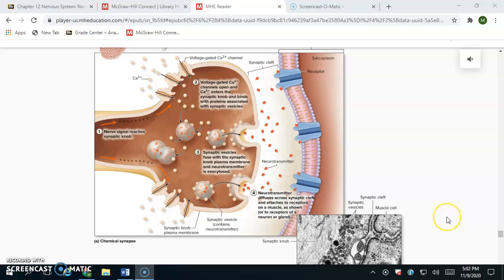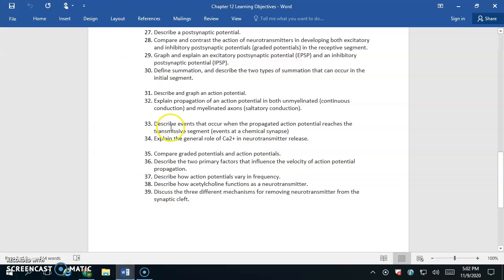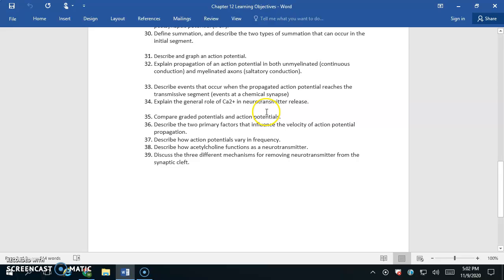All right, AMP1 students, in this video we're going to finish up talking about the last few learning objectives for Chapter 12. So I'm going to click to our learning objectives. In the last videos we talked about neurophysiology. We ended talking about action potentials and how they're propagated and generated.